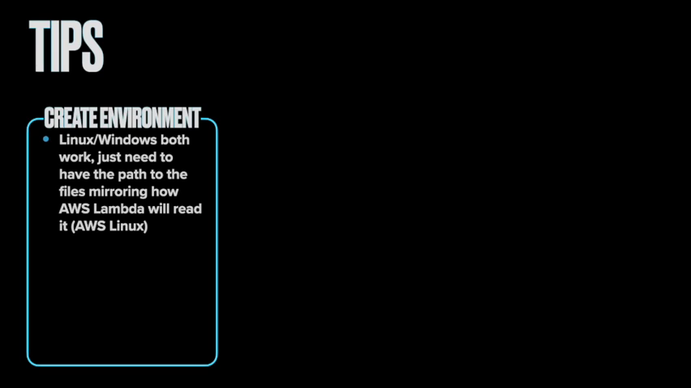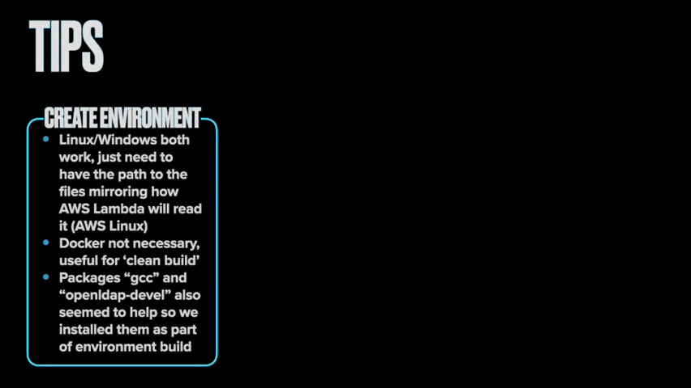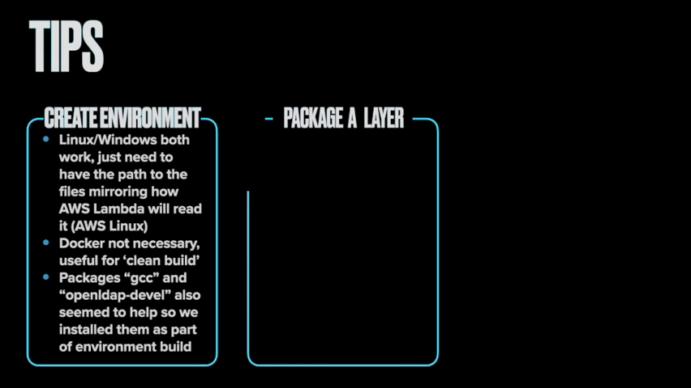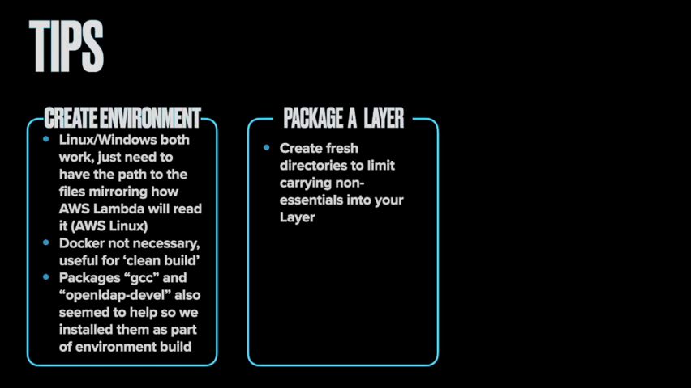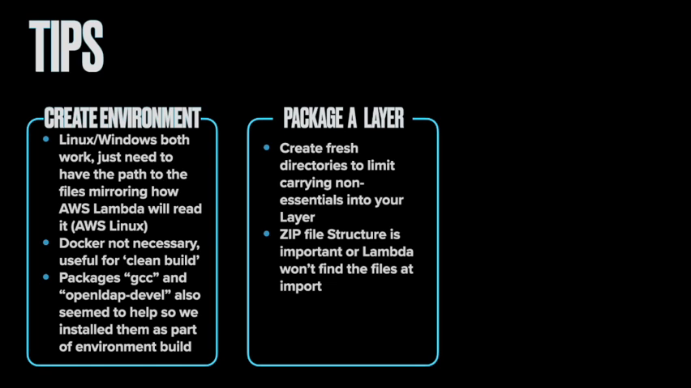So here are some tips in terms of what we did today. We create an environment. You could do Linux or Windows, just have to have the paths correct. Docker's not necessary, I just use it for a clean build. And packaging the layer, we really create fresh directories, again, to not carry any non-essentials forward. And zip structure is important so that Lambda can find the files at import in the places that it's looking for them.